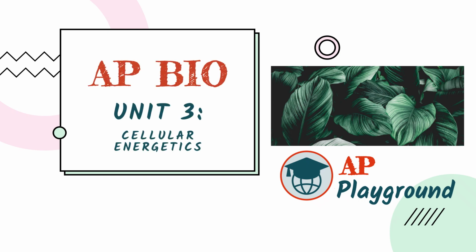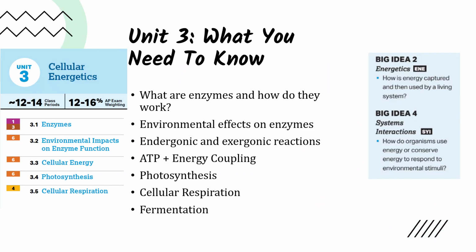Today we're reviewing Unit 3, Cellular Energetics. Unit 3 consisted of 7 subunits, many about enzymes but also some about cellular energy, photosynthesis, cellular respiration, and then molecular fitness. So what you need to know for cellular energetics: what are enzymes and how do they work, the environmental effects on enzymes, endergonic versus exergonic reactions, ATP, photosynthesis, cellular respiration and their steps, fermentation, and types of molecular fitness.